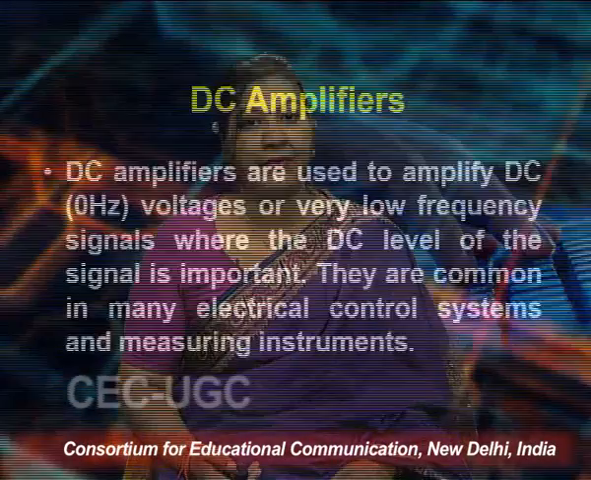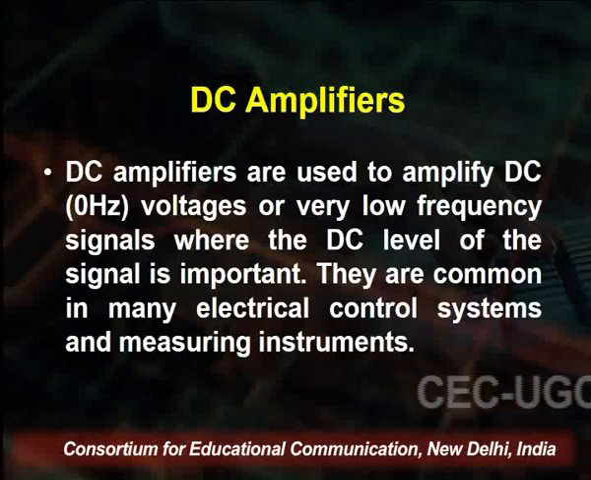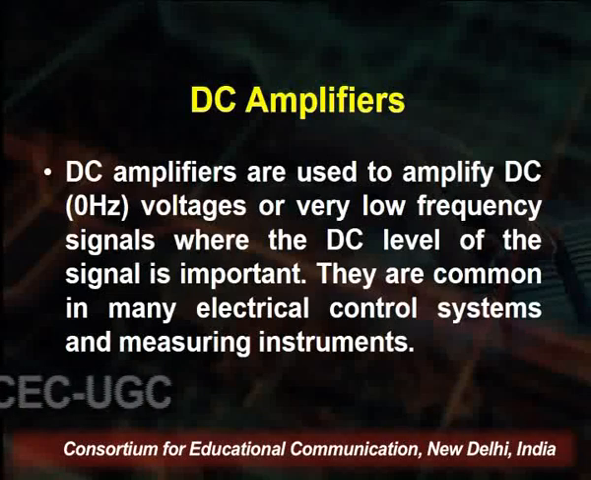Next type of amplifier is a DC amplifier. DC amplifiers are used to amplify DC, 0 Hz, voltage or very low frequency signals where the DC level of the signal is important, and they are common in many electrical control systems and measuring instruments.